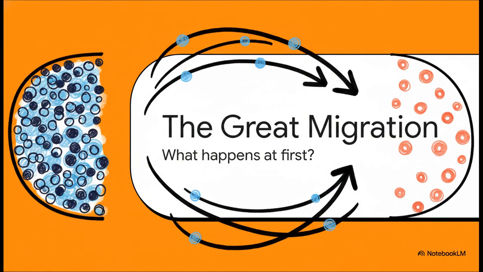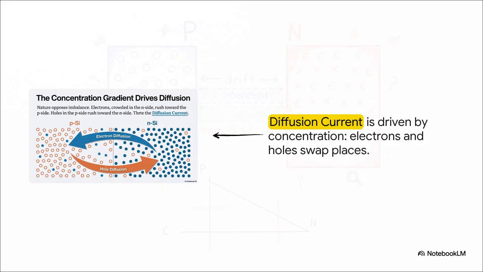So what do you think happens the very second we create this junction? You've got this huge crowd of electrons on one side and this wide open space full of holes on the other. And if there's one thing nature can't stand, it's an imbalance like that. And this is exactly what happens. A huge migration kicks off, and it's driven by nothing more than this difference in concentration. It's kind of like opening a door between a totally packed room and an empty one.